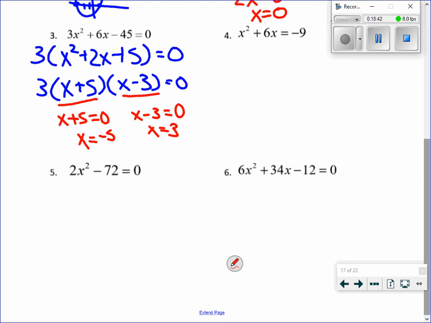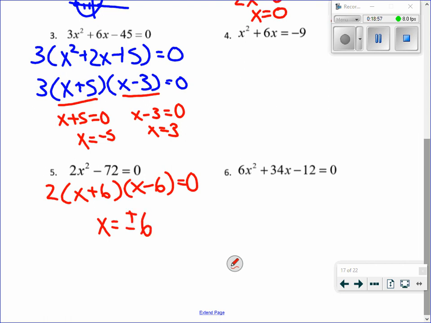So for number 2, you should have factored out your GCF of 2 and then got an x plus 6 and x minus 6 equals 0. So what do we know x should equal? 6 and -6.